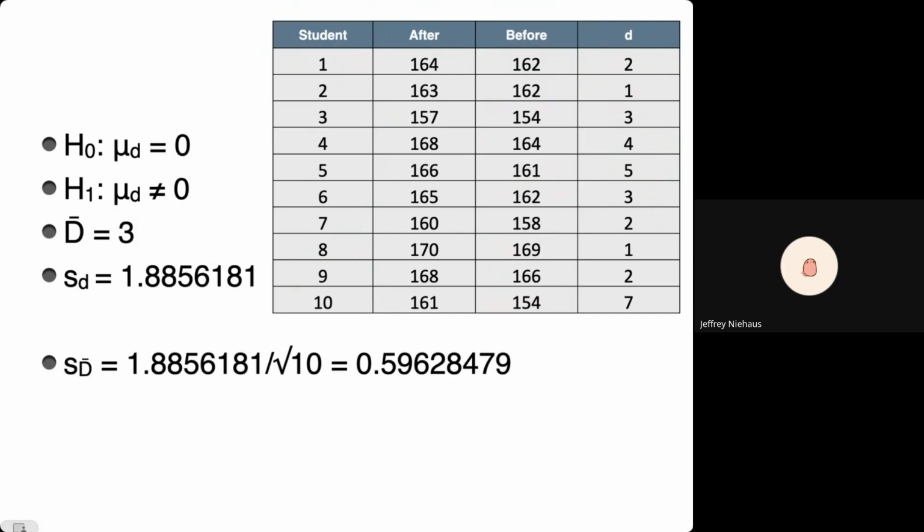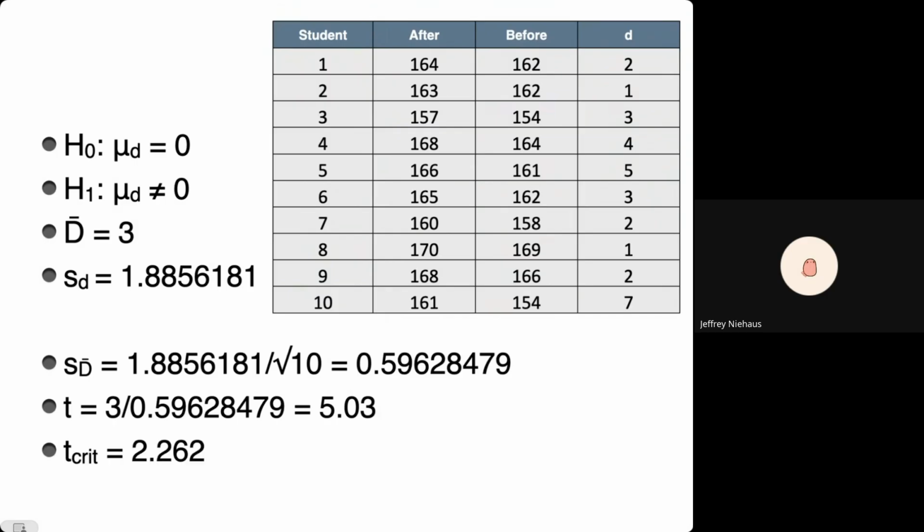Therefore, we're almost there. All we need to know is the difference we observed, 3, over the standard error, the amount of noise that we expect, to get a test ratio. And there we have it. 3 divided by 0.5962879 is a 5.03. We are 5 standard errors over 0. That's clearly going to be significant, but what's the critical value, just for fun? 2.264. That is from degrees of freedom equals 9. There are 10 difference scores. 10 minus 1 is 9.